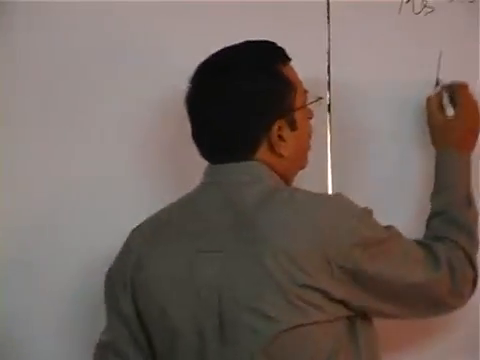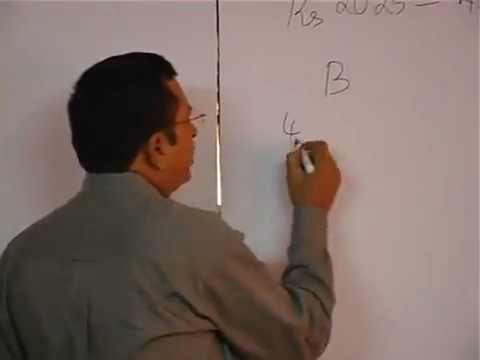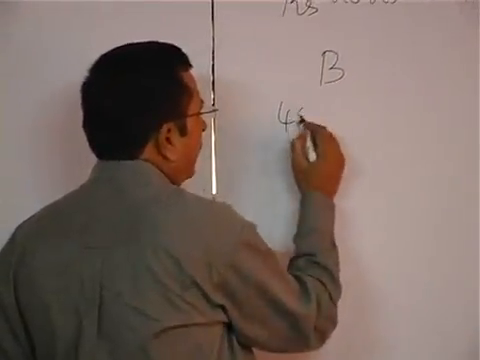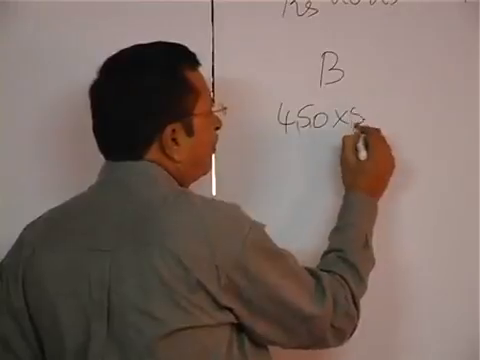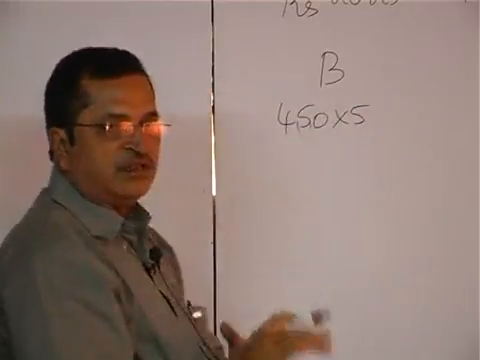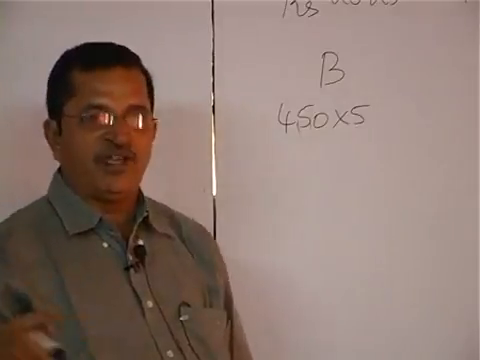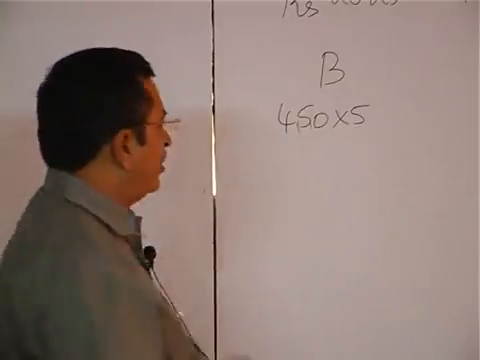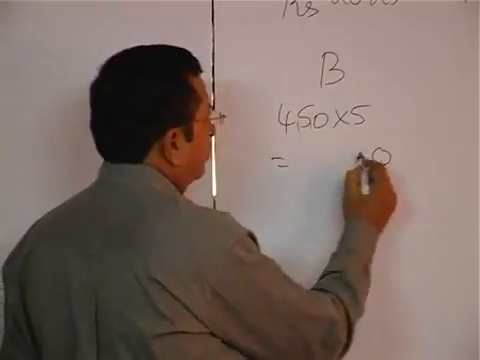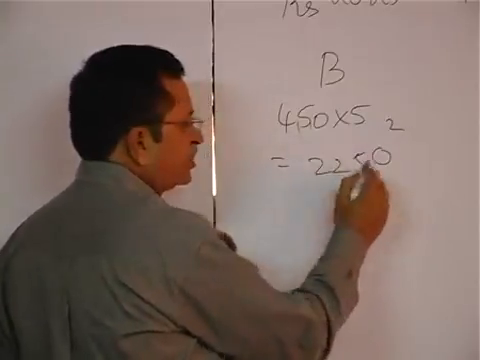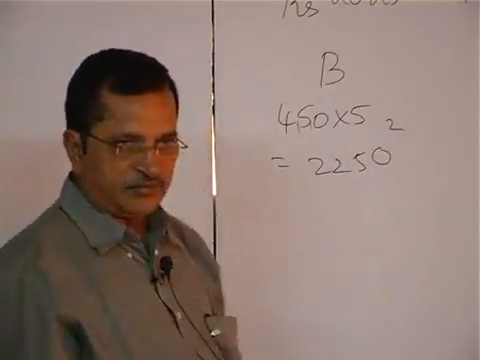Suppose I assume that all the 450 children are boys. Then what is the money that should be given to them according to 5 rupees each? How much? 2250. Okay.